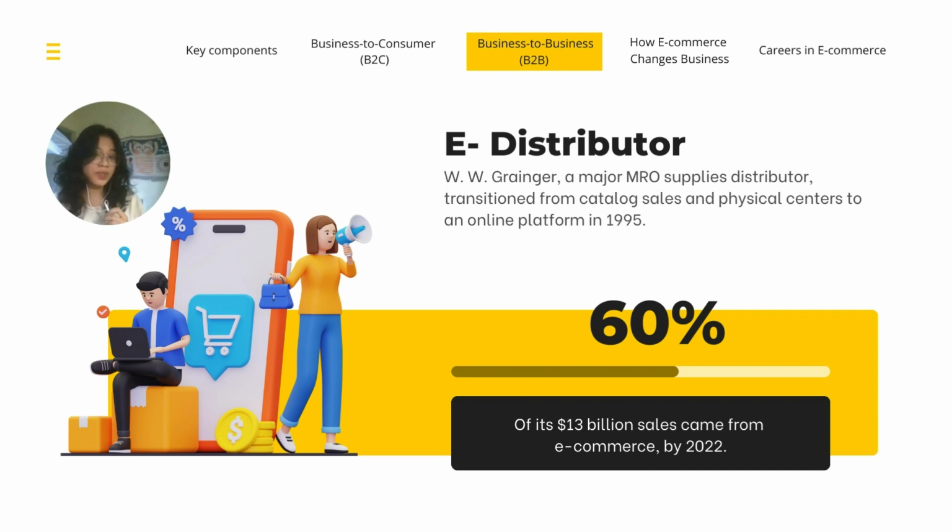An e-distributor offers an online catalog of products from various manufacturers for business purchases. For example, Grainger, a major MRO supplies distributor, transitioned from catalog sales and physical centers to an online platform in 1995. By 2022, 60% of its $13 billion sales came from e-commerce, including websites and mobile apps. Owned by a single company serving many customers, e-distributors benefit from offering a large product range, as one-stop shopping attracts more customers than multiple site visits.